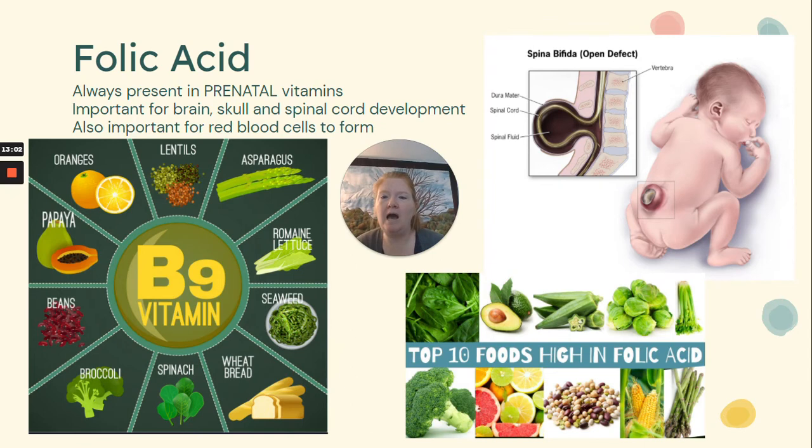Okay, and folic acid is also present and important when red blood cells are forming. So a lot of foods you can see are dark green leafy vegetables, but also citrus, beans, wheat bread. A lot of foods are fortified with folic acid, and you can see that's B9. So you can just be conscious of the fact that taking the prenatal vitamin is important.